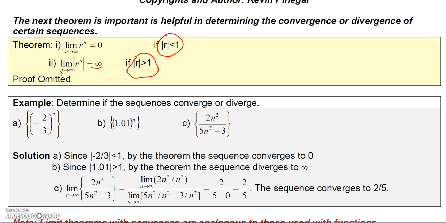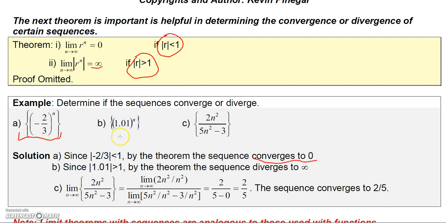Okay, so let's see how we can apply that here. In this particular example, we have negative 2/3 to the n. So what we need to do is see what is the absolute value of negative 2/3. Well, that would be positive 2/3, and then we have to say, is 2/3 less than 1 or is 2/3 greater than 1? Well, since 2/3 is less than 1, by this theorem, it must converge to 0.